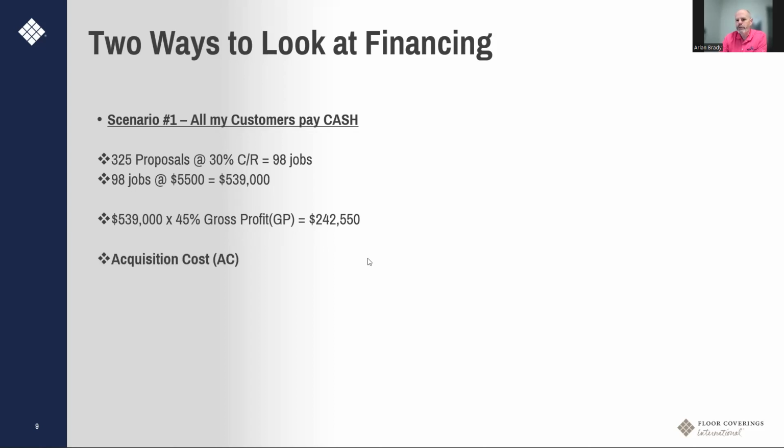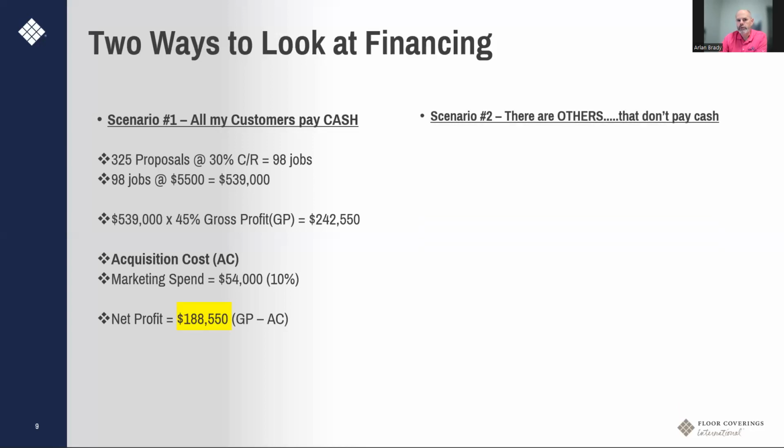What is the acquisition cost for these customers? How much did I spend on marketing to get them? Well, let's say that I spent 10% marketing on them, okay? So 10% marketing on them, I round it up to $54,000. So that means that my net profit on these jobs is $188,550. Not a bad number, but let's see if we can increase it.